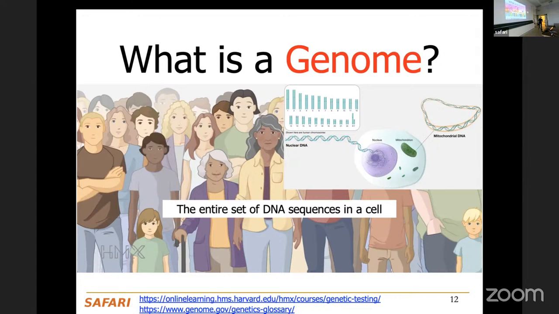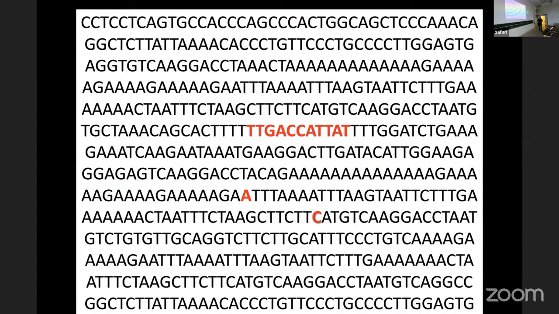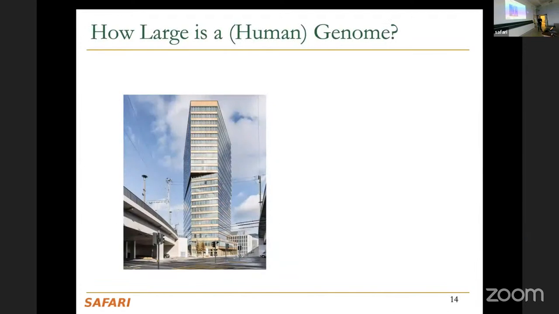And if we're talking about a human cell over here, what we usually have is 23 pairs of chromosomes within the nucleus. And of course, we also have mitochondrial DNA outside of the nucleus. But when you visualize that DNA, it usually looks like this, right? It's a bunch of ACTGs, and that's what we want to analyze somehow.